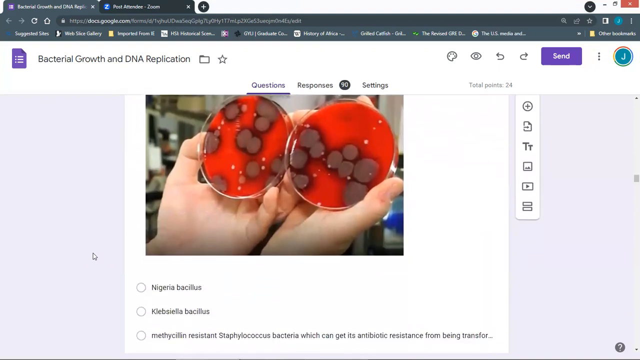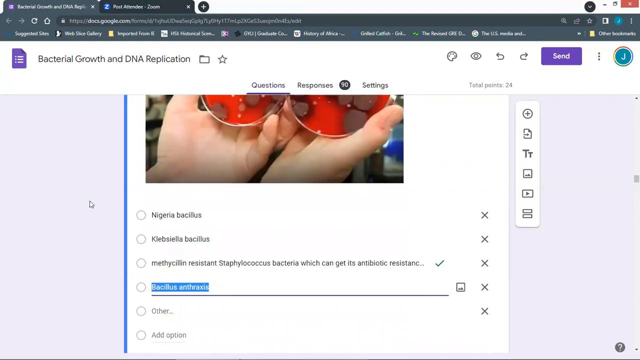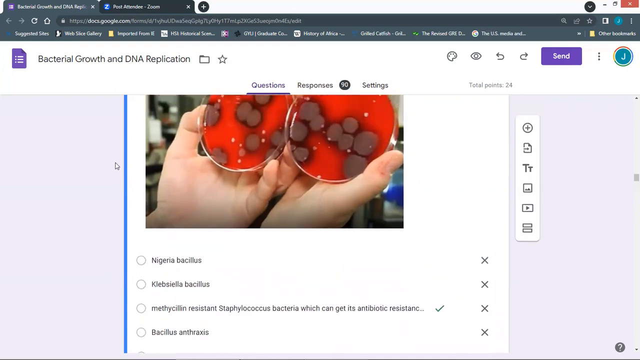Some other things that the scientists talked about in the video were methicillin-resistant Staphylococcus bacteria, which can get its antibiotic resistance from being transformed with a plasmid. And that's related to something else that we had learned about a couple weeks ago too. The Bacillus anthracis, that's a biological weapon that was kind of famous in the late 90s, early 2000s, which has nothing to do with this video and wasn't even mentioned in it.